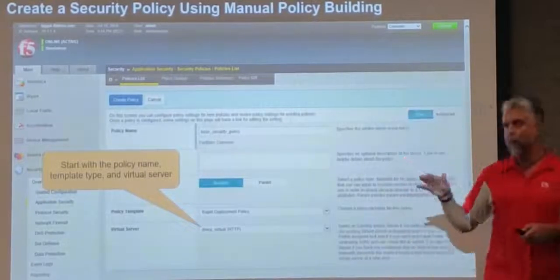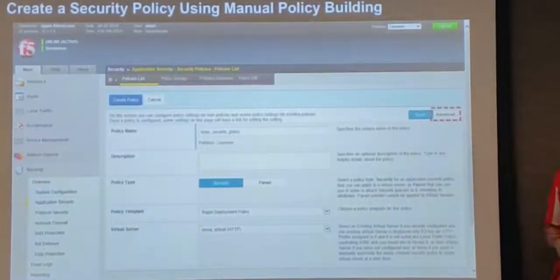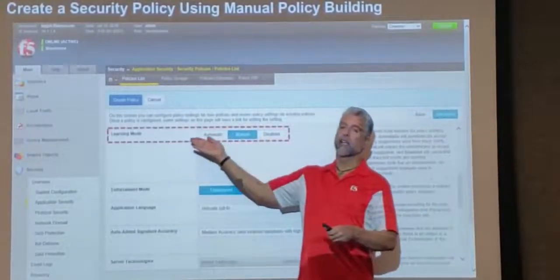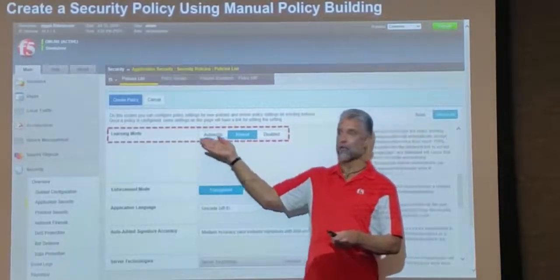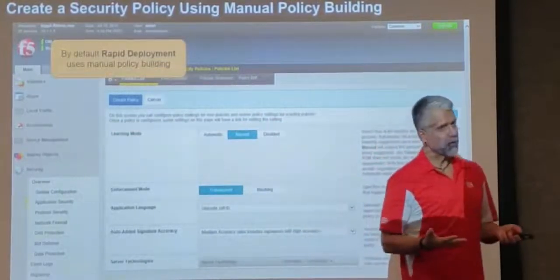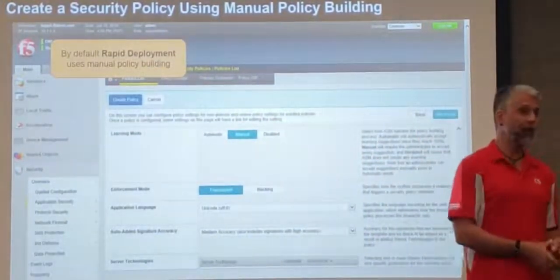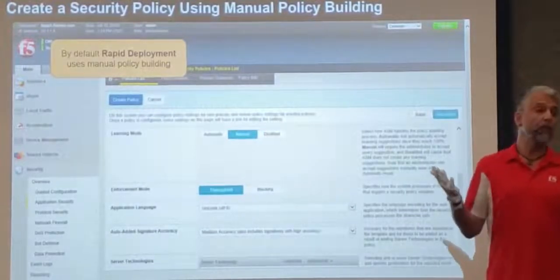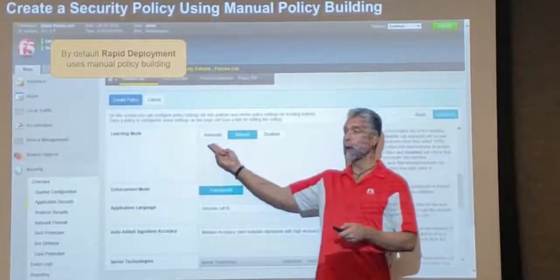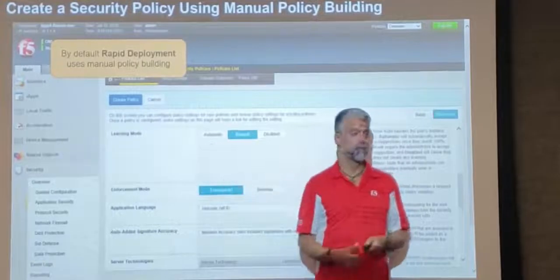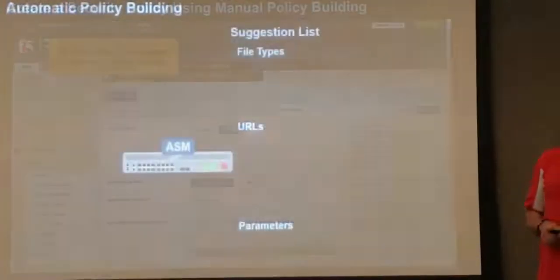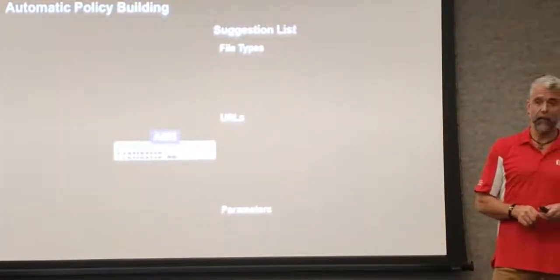However, if you did come over here and you chose the advanced settings, and then you scroll down a little bit, you would see that we actually did have an option for the learning mode. By default, rapid deployment uses manual learning, which is why that's what you just had in your last exercise. But there's nothing stopping you from using rapid deployment and then changing it over to automatic. You could do that if you wanted. I've done it a few times when I create policies. So that is manual policy building.